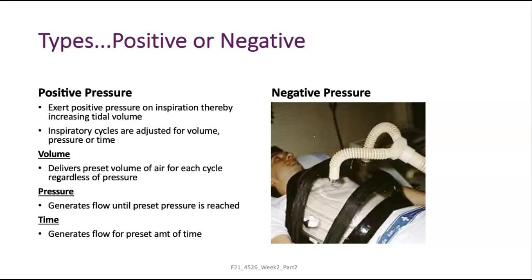So it could be adjusted for volume, so it delivers a preset amount of volume during each cycle. It could generate a certain amount of pressure, so there's a preset pressure that needs to be met each time air is delivered, or it could be based on time, so it generates flow for a preset amount of time.